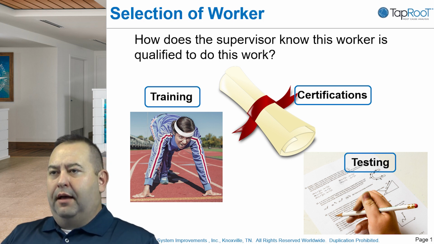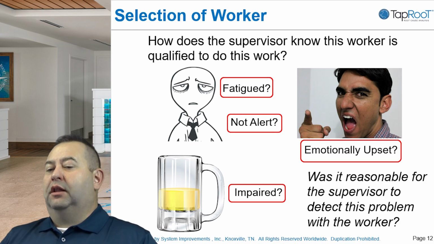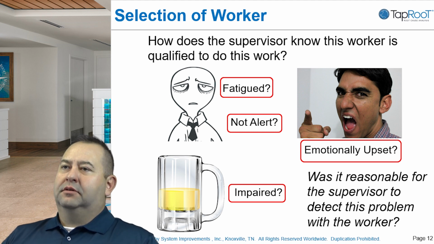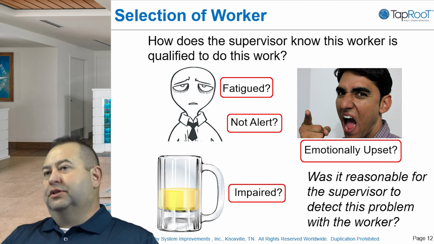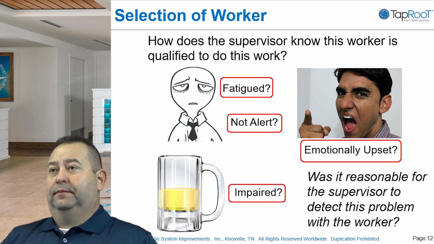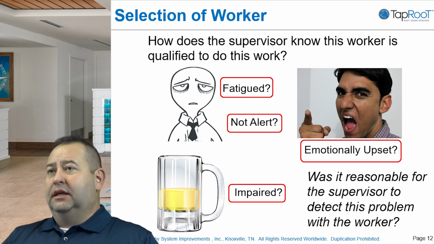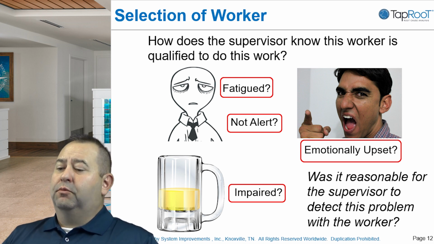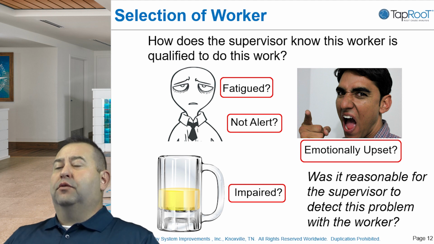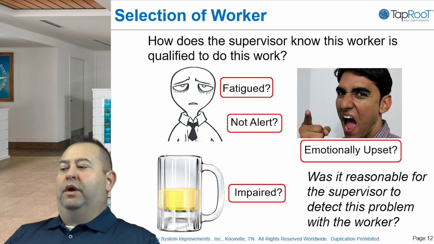But there's also somewhat untraditional things to think about here. Like, for example, how does the supervisor recognize fatigue or someone not being alert, or recognize someone being emotionally upset or even impaired? So when we're asking questions about the work direction category in the TapRooT system during an investigation, we also have to ask, was it reasonable for the supervisor to detect this particular type of problem with this worker?